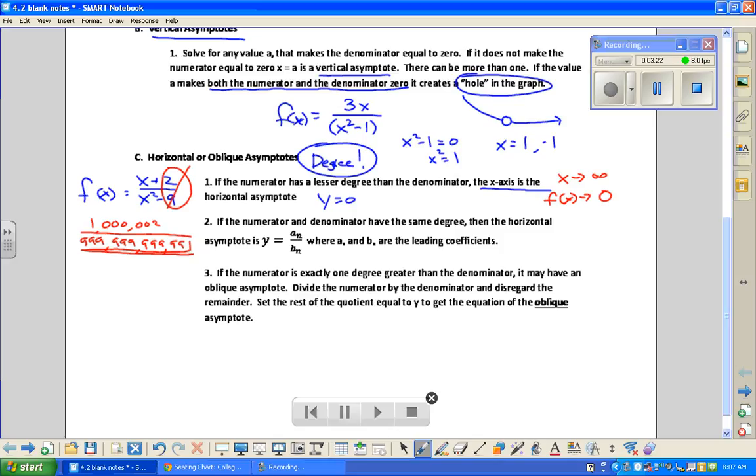All right, so the second one is, what if they have the same degree and they grow at the exact same speed? As x is to the first, the bottom has x to the first. Or x to the second over x to the second. So an example for that might be f of x equals 3x squared plus 2 over x squared minus 4.